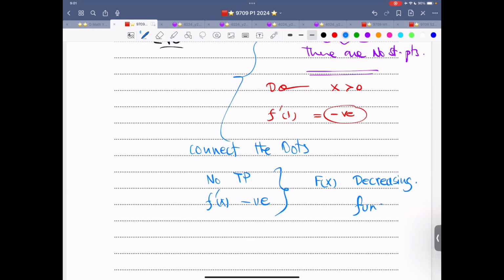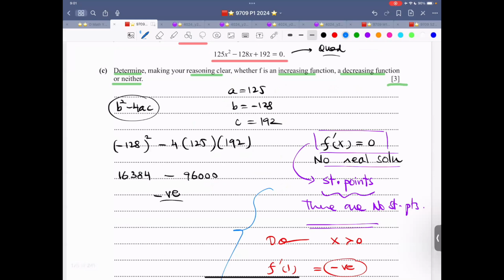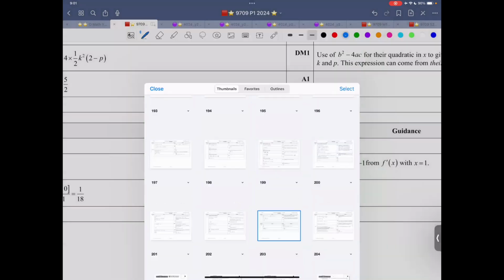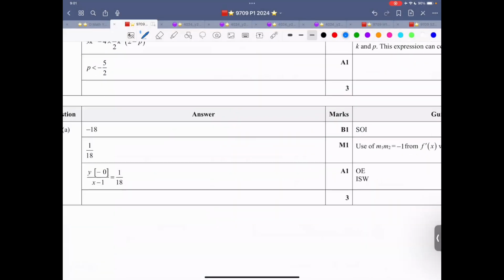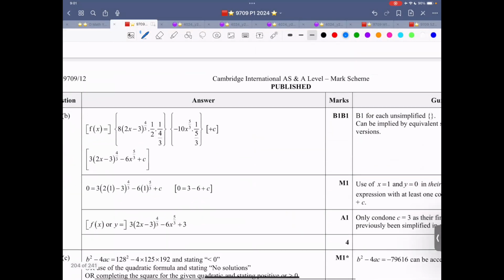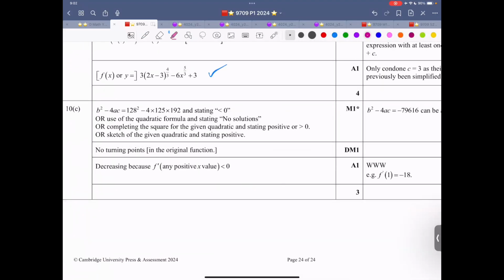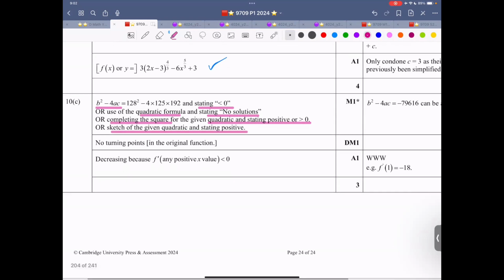That further testifies to the fact that f x is a decreasing function. So now, of course, the examiner won't be going into this much detail as I have gone. Let me show you the mark scheme. So now the last part somewhere over here. This is that thing, f prime x. And then this was the second part, the equation of the curve. Now it says these things. It says b squared minus 4ac is lesser than 0, or use of quadratic formula stating no solution, completing the square for the given quadratic and stating positive, sketch the given quadratic stating positive, no turning point in the original function. That is the basics of this.